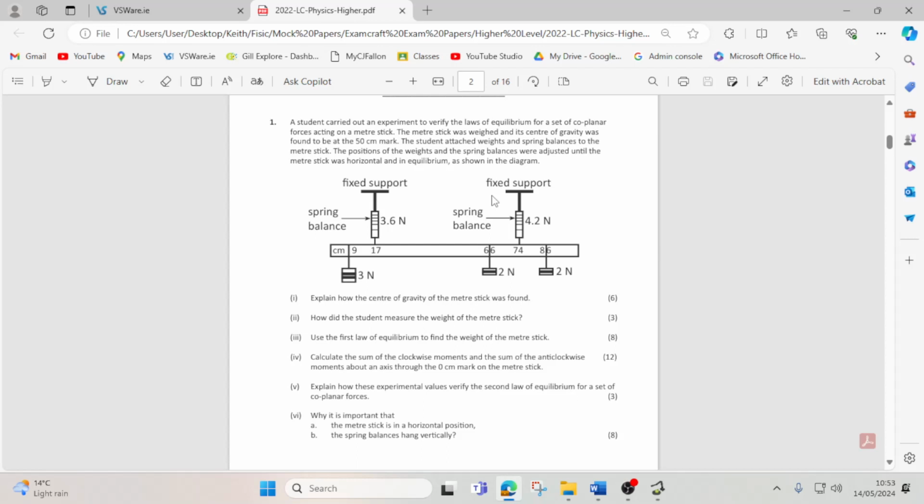Why is it important that the meter stick is in the horizontal position? Horizontal means it's at 90 degrees to the vertical, because we want vertical forces up and down. Otherwise, we'd have to calculate the vertical and horizontal components of the force acting on the rotating meter stick. And the spring balance hangs vertically for the exact same reason: you have to calculate the vertical forces.